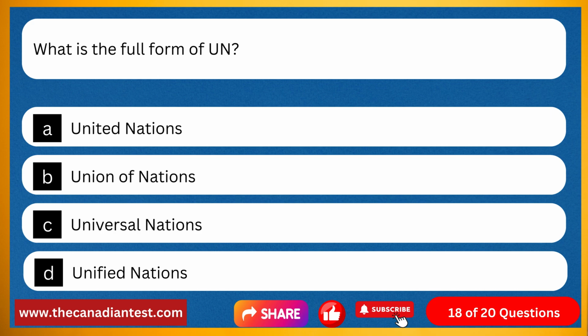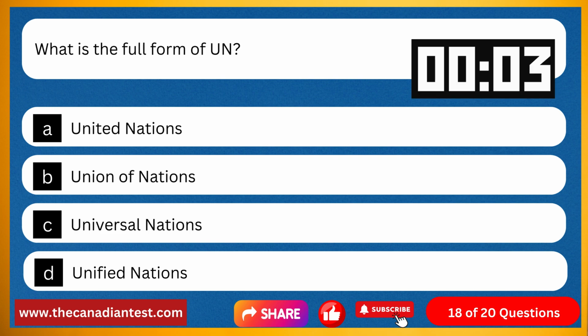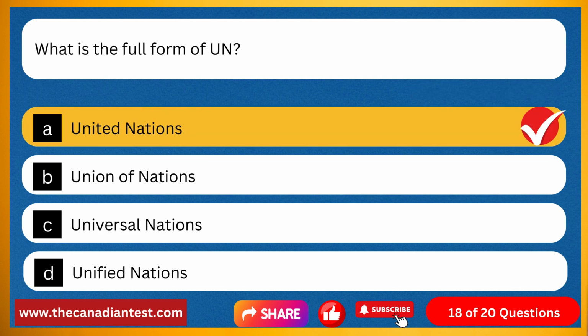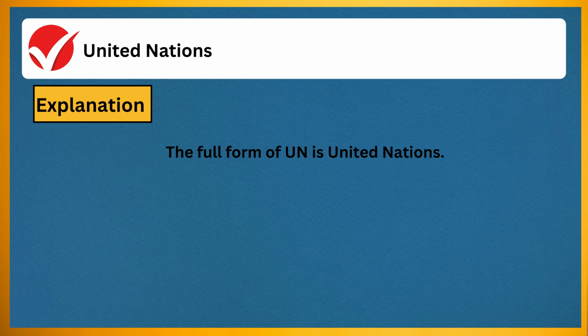Question 18. What is the full form of UN? Option A, United Nations. Option B, Union of Nations. Option C, Universal Nations. Option D, Unified Nations. The correct answer is United Nations. Explanation: the full form of UN is United Nations.